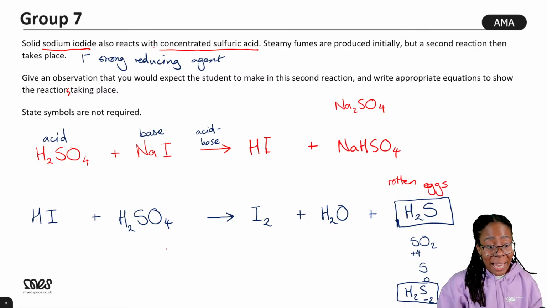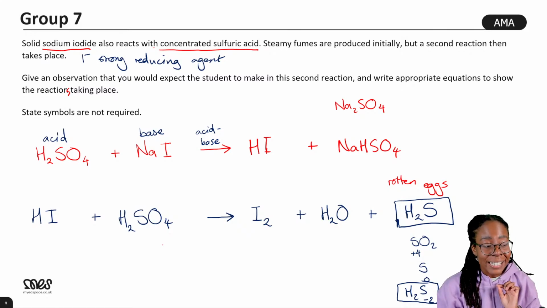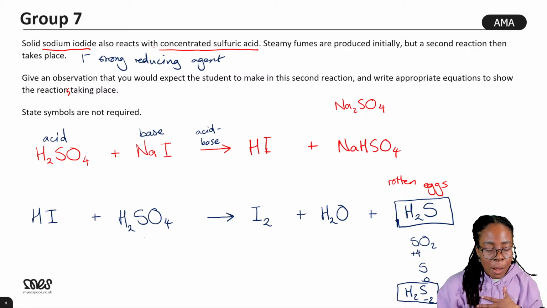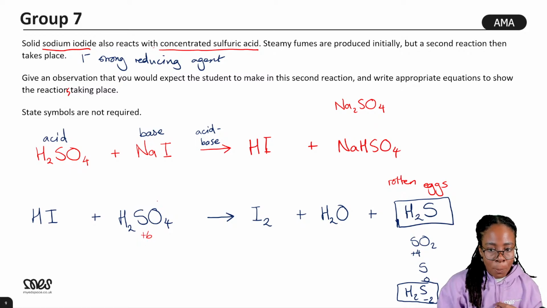Okay. Balancing this, the way that this can be balanced really easily, in my opinion anyway, is by looking at the oxidation states. The oxidation state of the sulfur is +6, right? Because we've got -8 from the oxygen and then +2 from the hydrogen. Feel free to stay if you like, although this is A level only. And then the S in the H2S is -2. So if it's gone from +6 to -2, how many electrons has it gained?